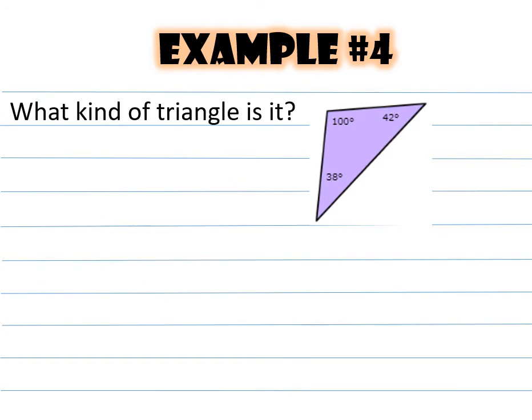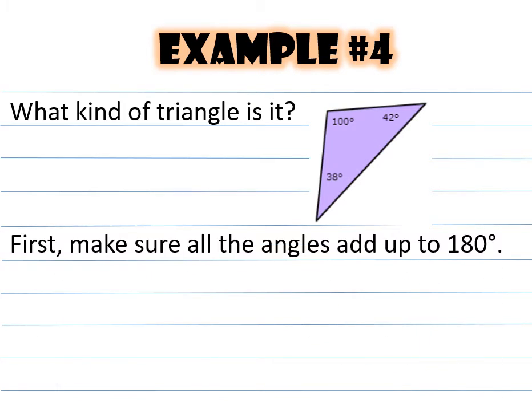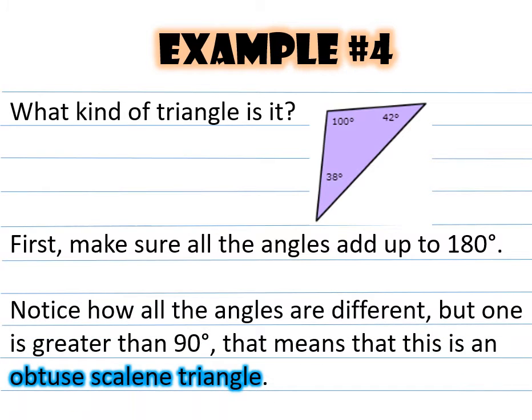Example number 4. What kind of triangle is this? Well, first, make sure all the angles add up to 180. 42 plus 38 adds up to 80 plus 100 is 180. Notice how all of the angles are different, 38, 42, and 100. But one angle is greater than 90 degrees. That means that it's obtuse because of the 100 degrees and scalene because all three measures are different.